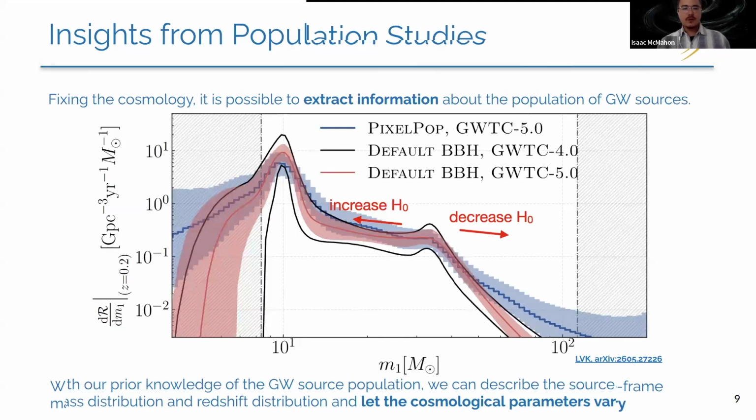So not only are you trying to measure what the shape of the population is, but you're also measuring the correlation between the shape of the distribution and the cosmological parameters at the same time. And so this is what we do. We can extract cosmological information from the population of the masses by jointly inferring them with cosmological parameters. And this does allow us to get a reasonable measurement for the Hubble constant.